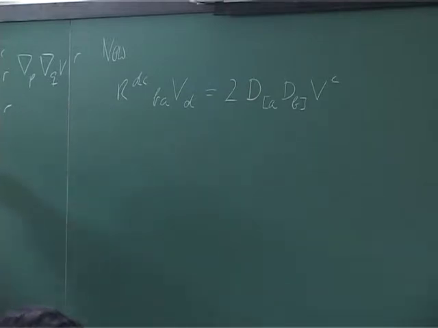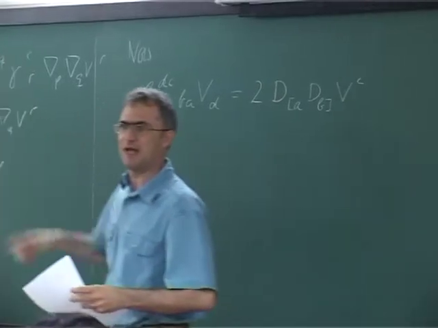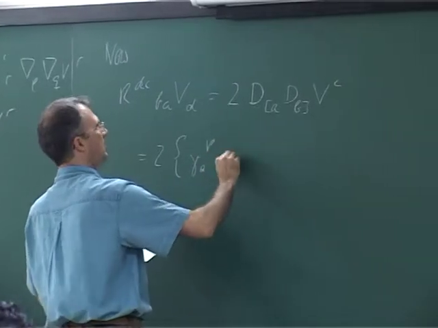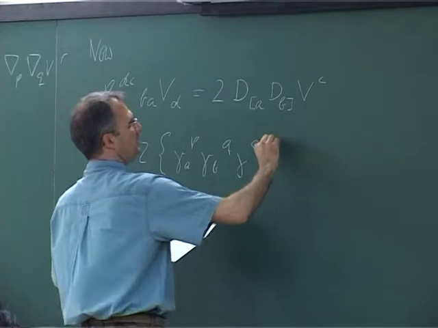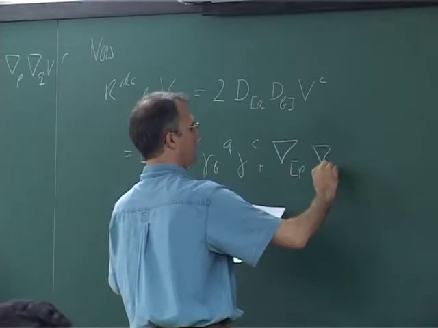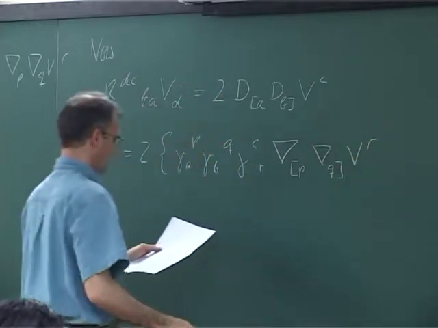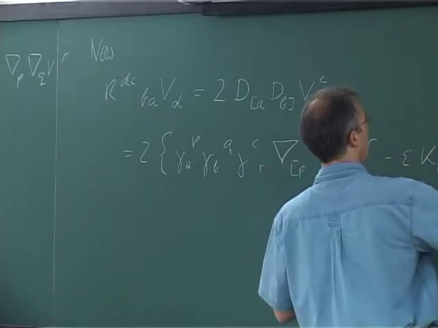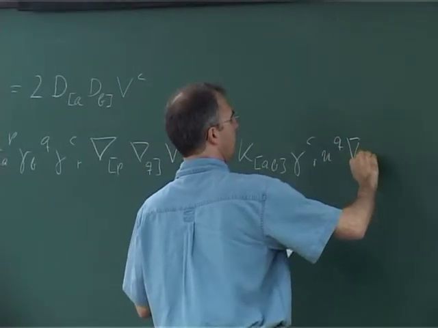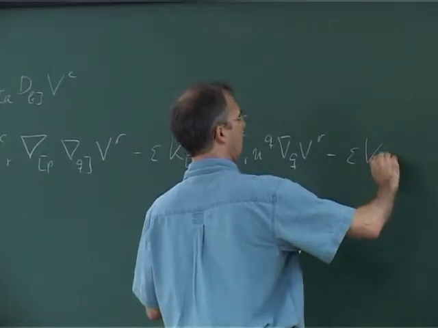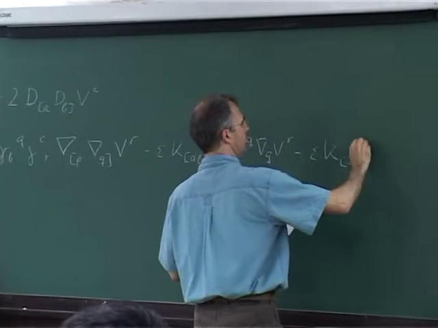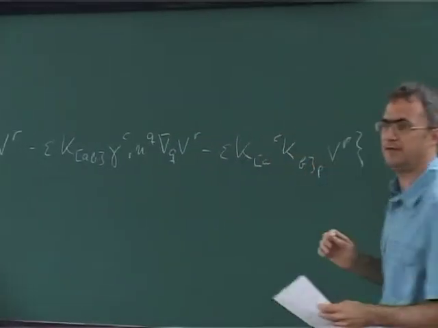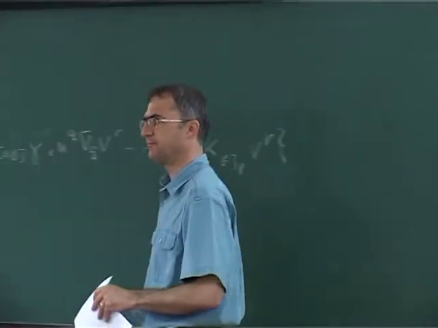Now this is exactly what we have here, except that I need to put square brackets around the A and D. So let me write this out. This is the same as 2 times γ^P_A γ^Q_B γ^R_C D_[P D_Q] V_R, and then maybe I'll keep going: minus ε K_AB γ^R_C n^Q ∇_Q V_R, minus ε K_AC K_B^P V_P. Do you agree? I hope you're checking all the indices for me. Yes.